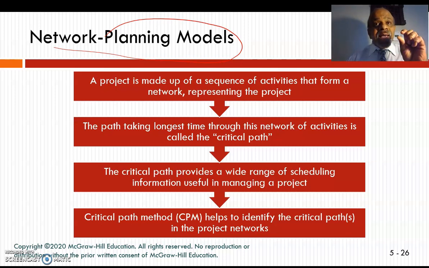So here we need to find out how long it is going to take for you to complete this project. The path taking the longest time through this sequence of activities is called the critical path. The critical path provides a wide range of scheduling information, and the critical path method, called the CPM, helps you to identify the critical path. So you can put the right resources in the critical path so that you can complete the project on time.